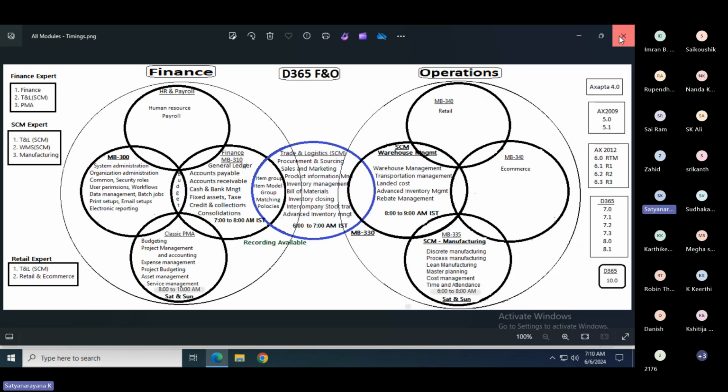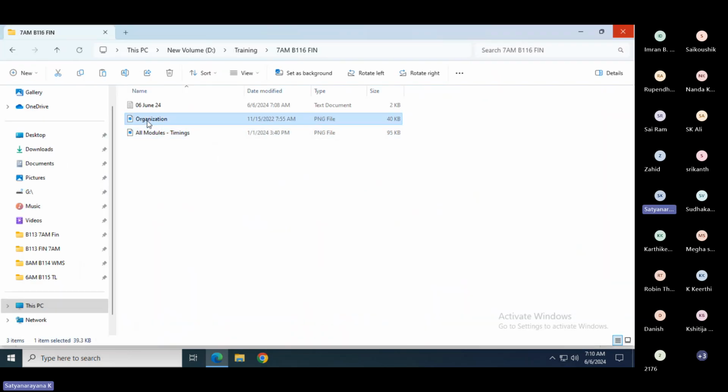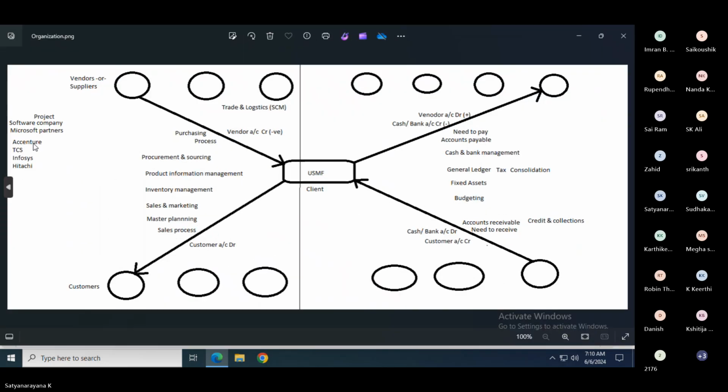Okay, fine. Once you get into a job, suppose you are going to join a software company. That is your goal. That software company may be Accenture, TCS, Infosys, Hitachi, any company. There are hundreds and thousands of companies in the market. You are joining one company. This software company is called a Microsoft Partner.